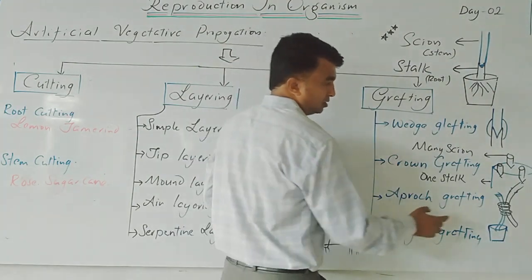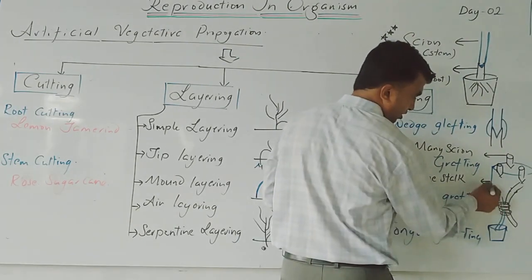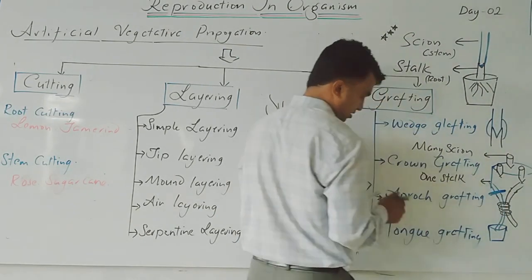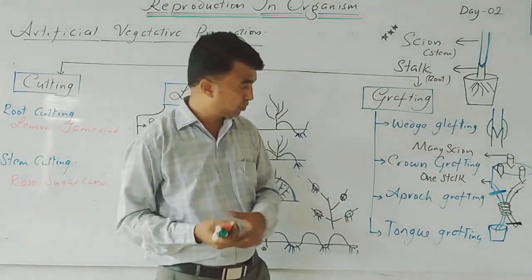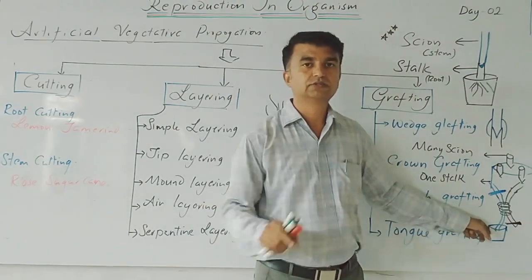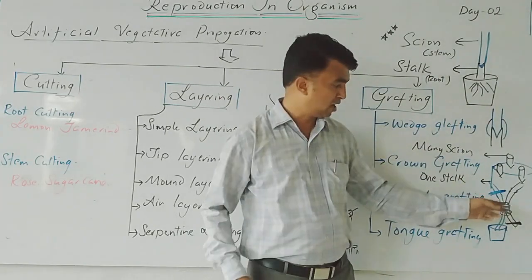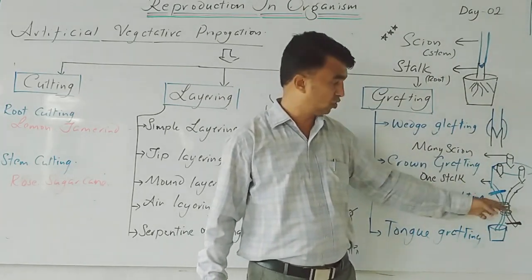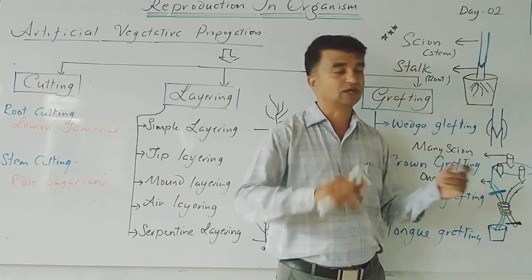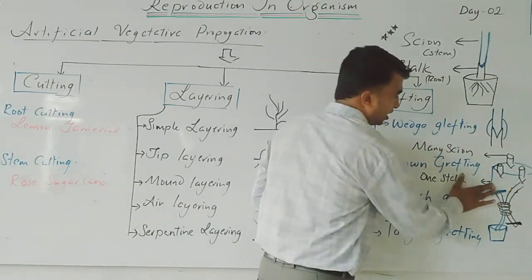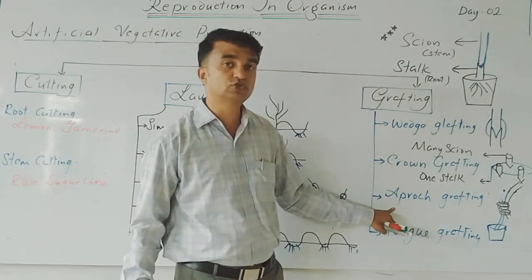Now, the stalk portion above this is cut. The stalk is cut, and the scion is cut below the grafted portion. So in approach grafting, when a long stalk is approached towards a long scion, both are merged. After a certain time, the portion of the stalk above the grafted region is cut. The portion of the scion below the grafted region is cut. The two are joined and one plant grows. This is the result. The two become one. So this is approach grafting.